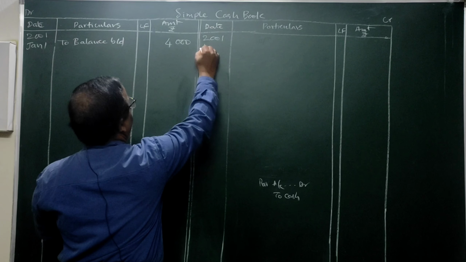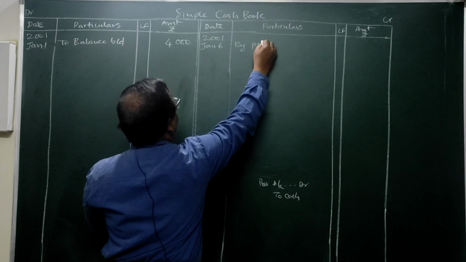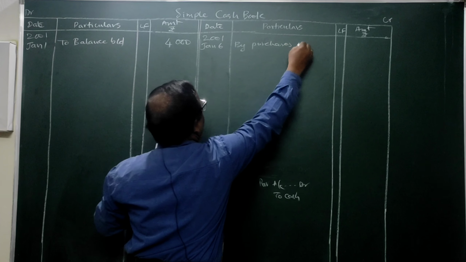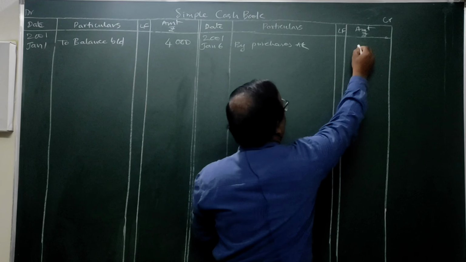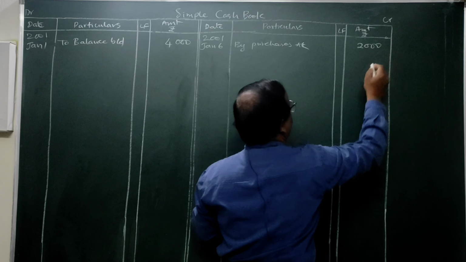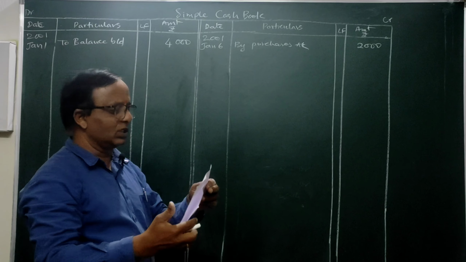So on this side, on January 6th, it will be "by purchases". Purchases account. Okay, by purchase. How much you have purchased? 2,000. So for every transaction, now we are going to visualize the entry and try to post it. That's how we should learn the subject.